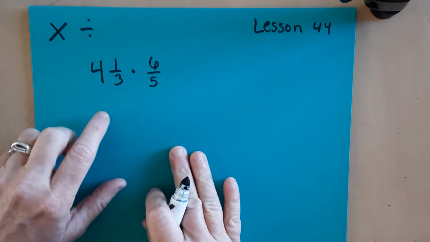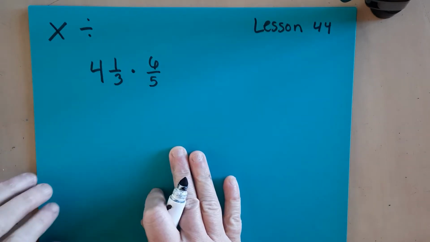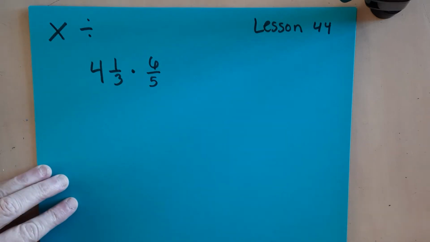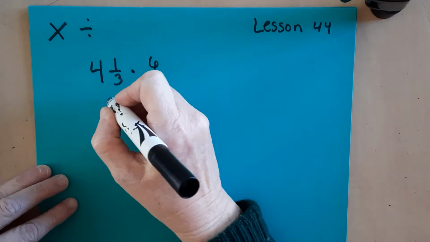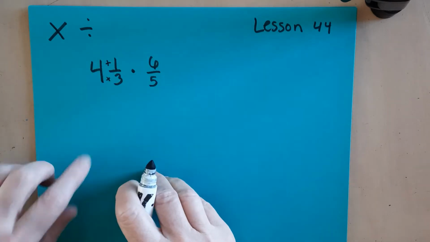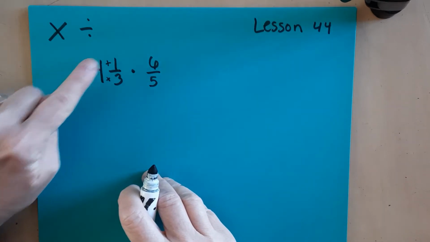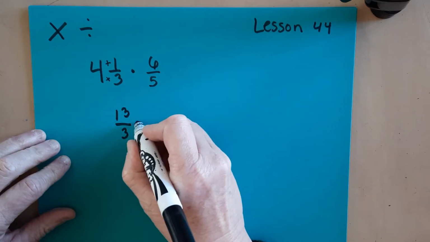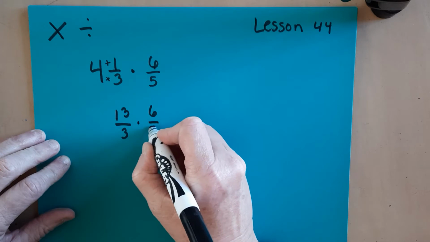Here's what we have to do first. We have to make sure that they're both fractions before we can multiply. So changing 4 1/3 to an improper fraction means first you multiply these two and then you add these. 3 times 4 is 12. 12 plus 1 is 13. So we get 13/3 times 6/5.